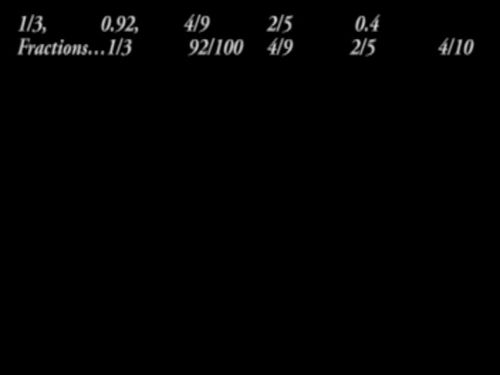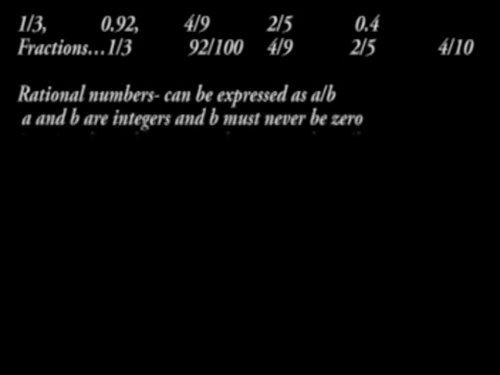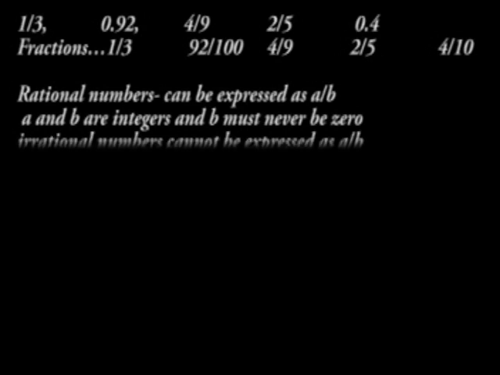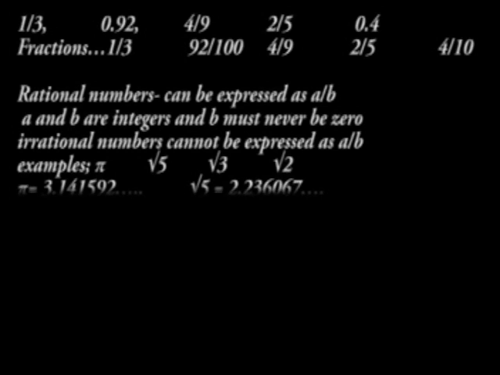Rational numbers are those that can be expressed in the form a over b, where a and b are integers and b must never be 0. Conversely, numbers that cannot be expressed as the above are called irrational numbers. Examples are pi, root 5, root 3, root 2, and so forth.